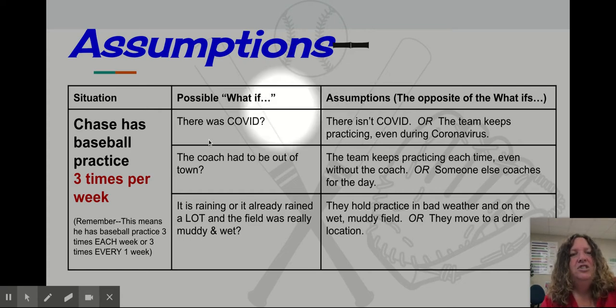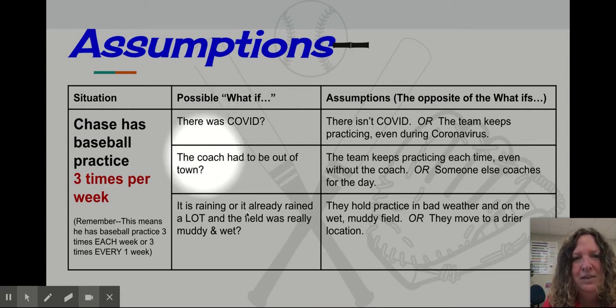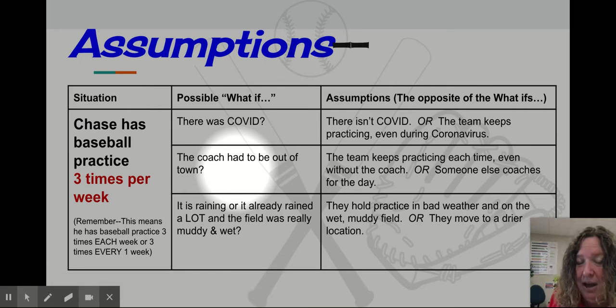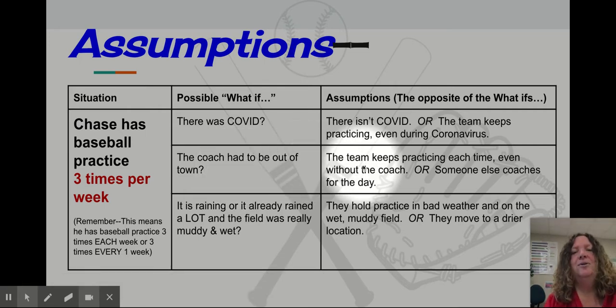What if we did this? Chase has baseball practice 3 times a week. Ooh, my thing is really slow right now. Chase has baseball practice 3 times a week, but what if the coach has to be out of town? You know the answer. The team keeps practicing, even without the coach, or someone else coaches for the day. So those are the assumptions. When we do a what if, the answer to the what if is the opposite of the what if. And that's the assumption that's being made.